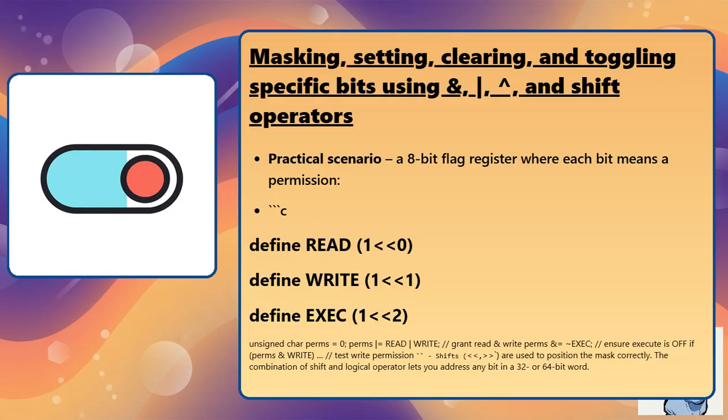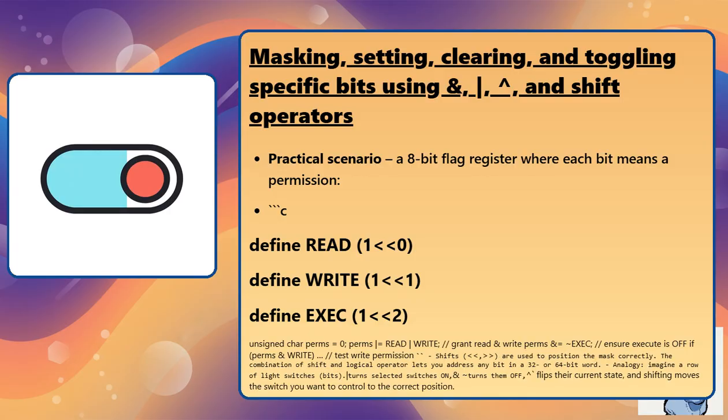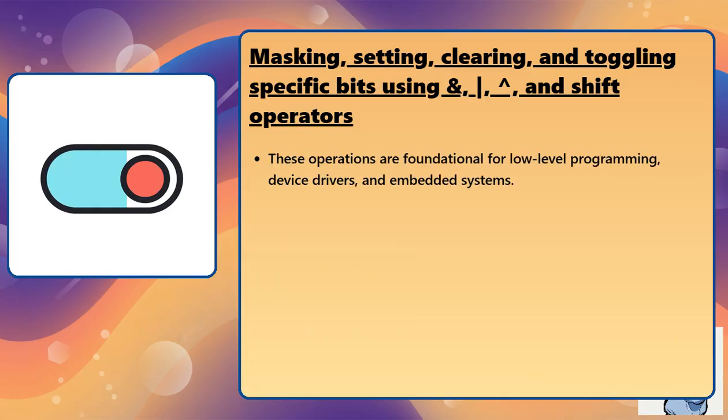Shifts, left shift and right shift, are used to position the mask correctly. The combination of shift and logical operator lets you address any bit in a 32 or 64-bit word. Analogy: imagine a row of light switches, the bits. Or turns selected switches on and not turns them off. XOR flips their current state, and shifting moves the switch you want to control to the correct position. These operations are foundational for low-level programming, device drivers, and embedded systems.